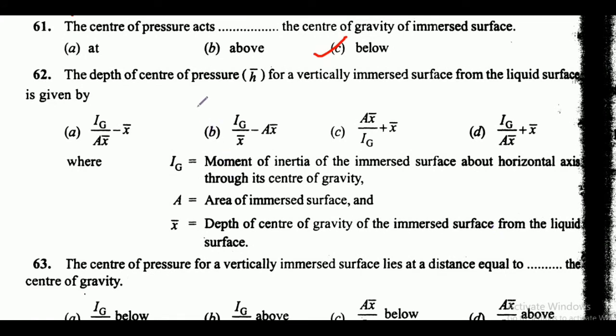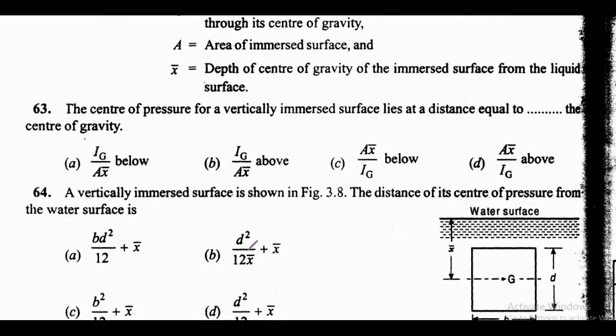The depth of center of pressure h bar for a vertically immersed surface from the liquid surface is given by. Here friends, these are the options where Ig is equal to moment of inertia of immersed surface about horizontal axis through its center of gravity, A is the area of immersed surface, x bar is equal to depth of center of gravity of the immersed surface from the liquid surface. So here friends, correct answer is option D, that is Ig upon A x bar plus x bar.